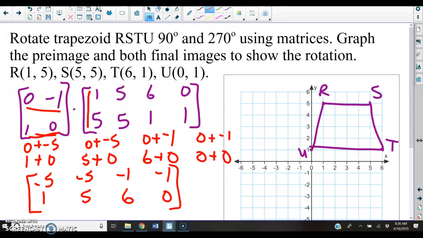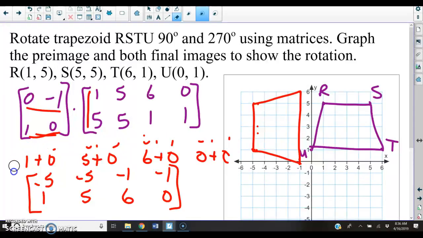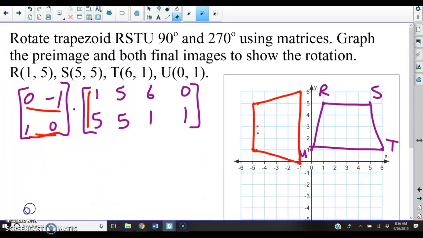So let's see what that graphs. -5, 1, -5, 5, -1, 6, and -1, 0. Do you see how that rotated it? It did exactly what it said it was going to do. Okay. Now I'm going to erase that, and we're going to rotate it 270. I'm going to leave that graph there. Okay. And now remember, these change too.